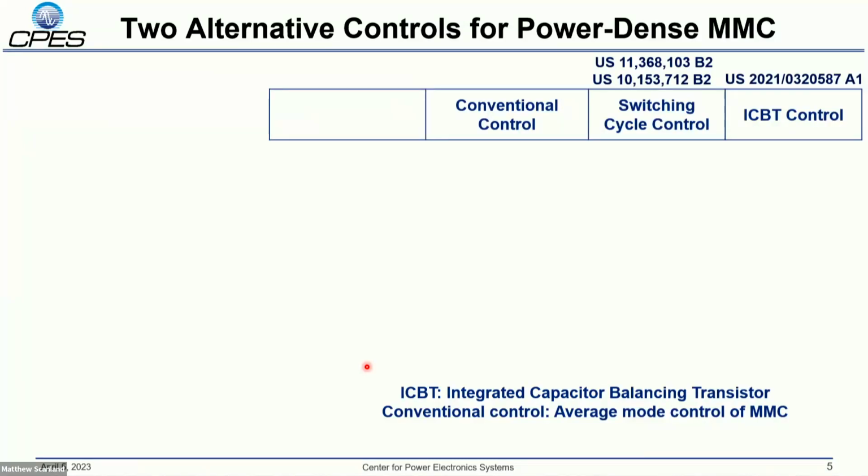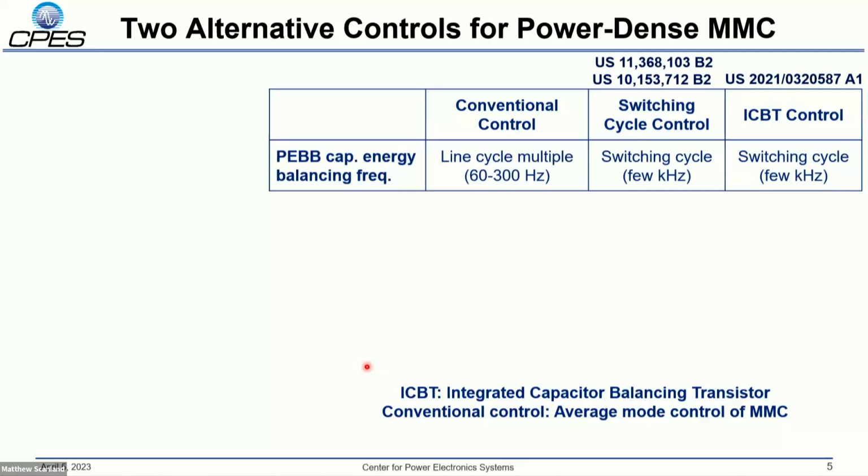So I'm comparing this to conventional MMC control, which is more of an average mode control of MMC. And we would compare the switching cycle control and the integrated capacitor balancing transistor approach, or ICBT control. The idea here is that, as I mentioned, conventional control does balance the capacitors over a line cycle or something along those lines, whereas switching cycle control and ICBT control both can balance your capacitors within a switching period. So say from 60 hertz moving down to a few kilohertz, tens of kilohertz.